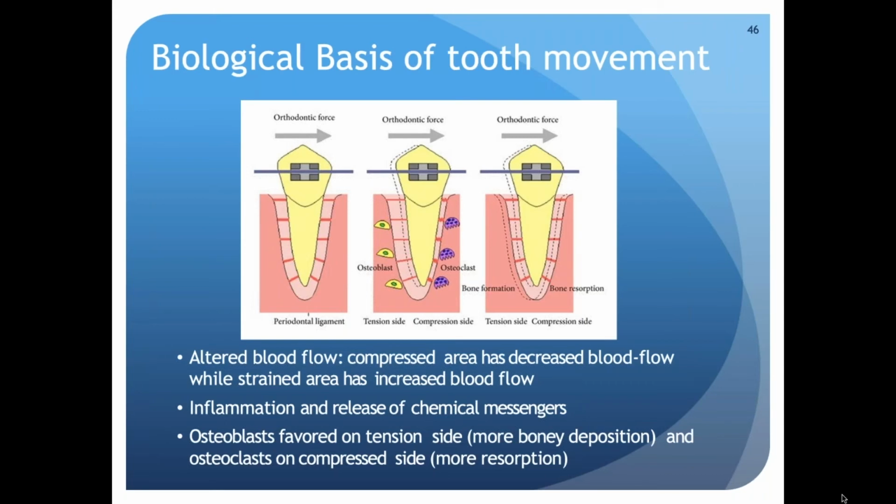Essentially what's going to happen on our tension side, we're going to have bony deposition. So our osteoblasts are going to lay down bone. On our compression side, our osteoclasts are going to be activated, and we're going to get resorption of the bone. So as the tooth is moving along the bone, on the compression side where it's being moved towards, bone is being removed, and trailing that, bone is being added.